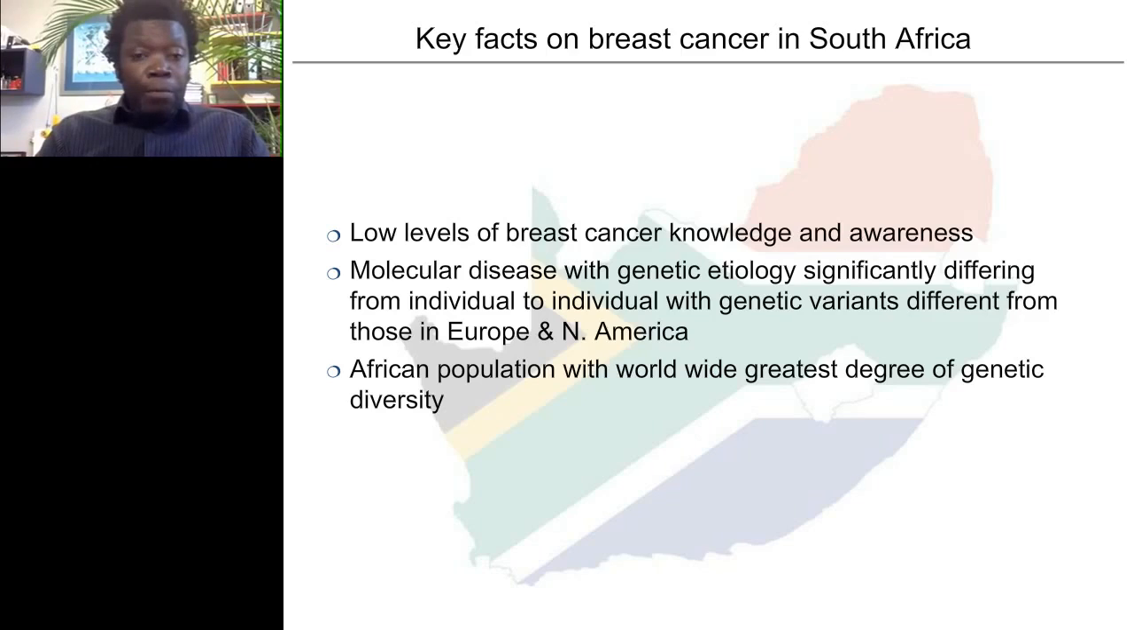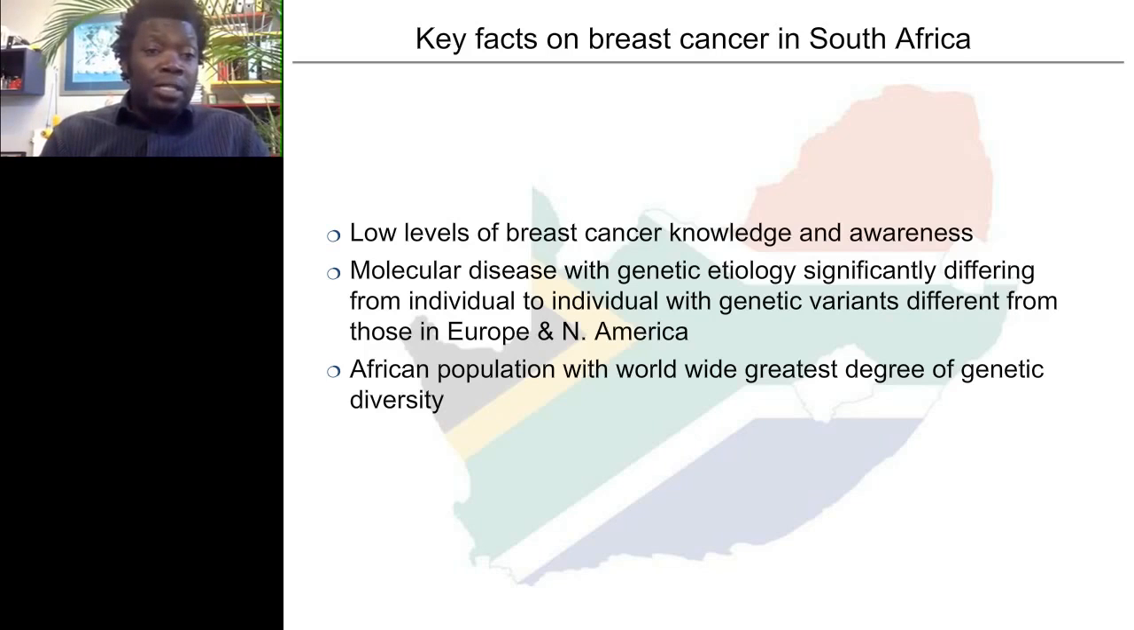And one of the reasons is also because there's a very low level of breast cancer knowledge and awareness in general. And since all diseases really have a molecular etiology with significant differences from individual to individual, one of the key parts of just doing basic breast cancer screening, which is very standard in Europe and North America, is screening that's done on genetic variants. And unfortunately, this type of screening in South Africa, even if it's done, there's not much epidemiological awareness of what variants could be linked to BRCA1 that are in the predominantly African population.